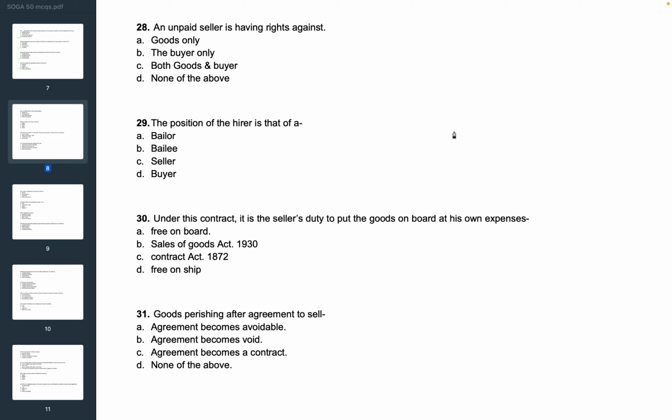An unpaid seller is having rights against A. Goods only, B. The buyer only, C. Both goods and buyer, or D. None of the above. The correct answer is C. Both goods and buyer. An unpaid seller is having rights against both goods and buyer.